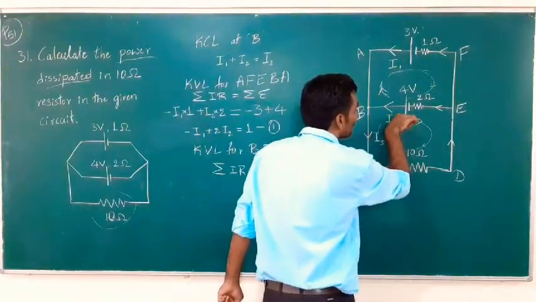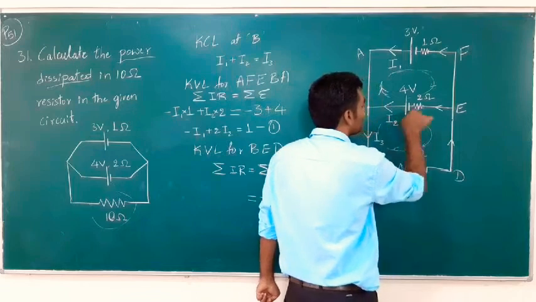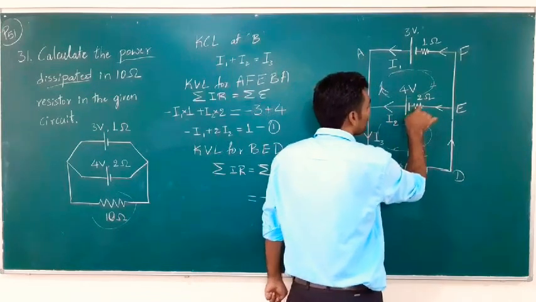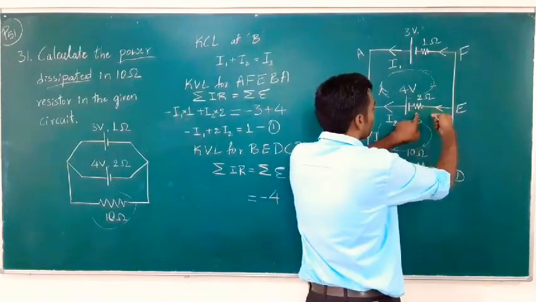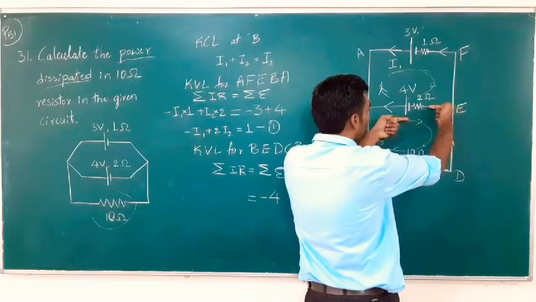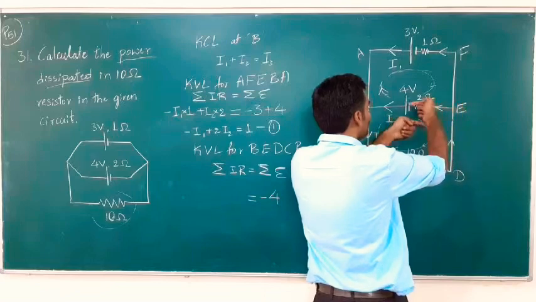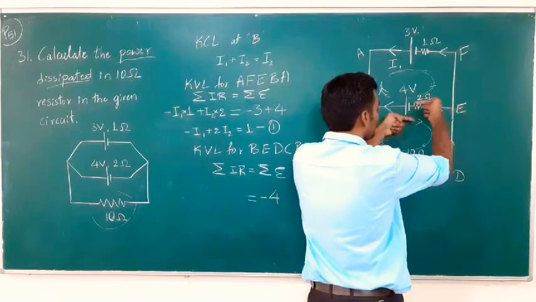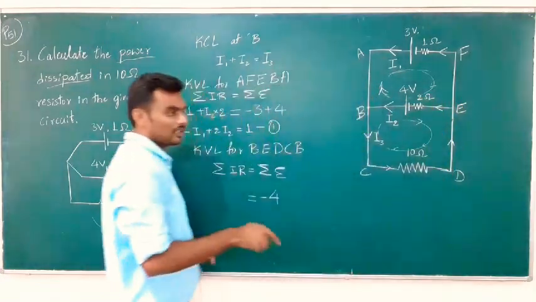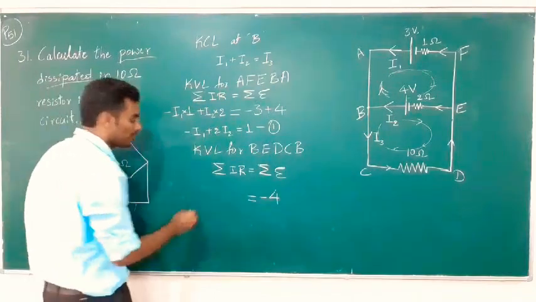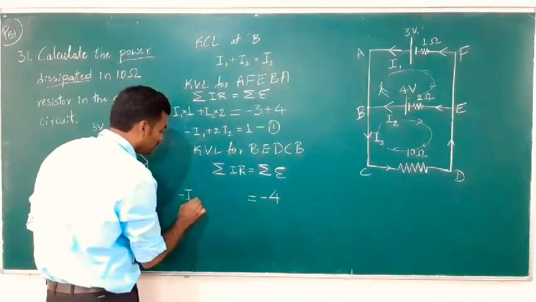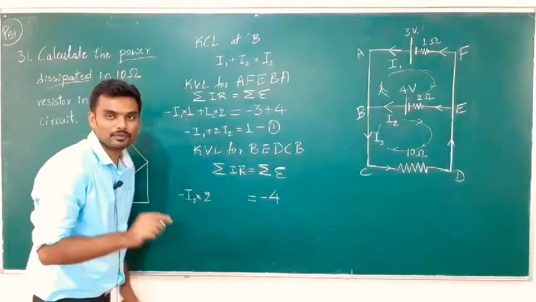Then I move forward. What I see is the internal resistance of the same cell, which is 2 ohm resistance. But the current is exactly opposite to the direction of my traversal. So it is I2 into 2, but the direction of current is opposite. So it is minus I2 into 2, right?